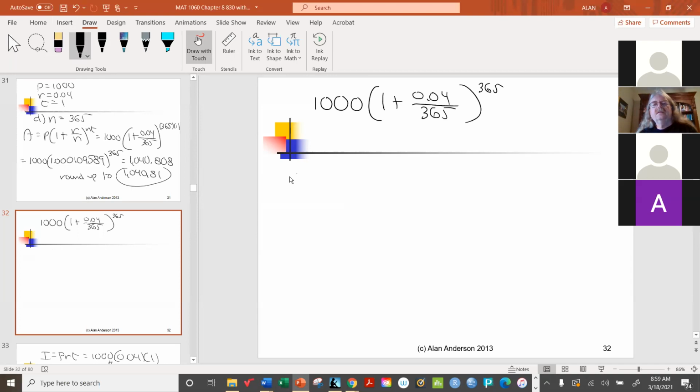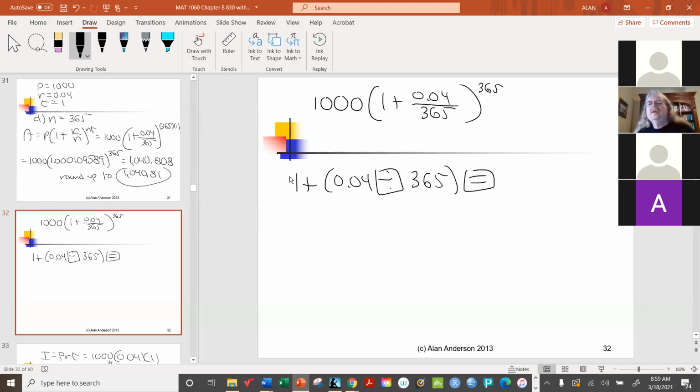1 plus 0.04 divided by 365, close. All right, let's see what that gives us. 1 plus, open parentheses, 0.04 divided by 365, close, equals. Okay, now once you hit the equal sign, this is so much easier. Then whatever you get, exponent is 365.